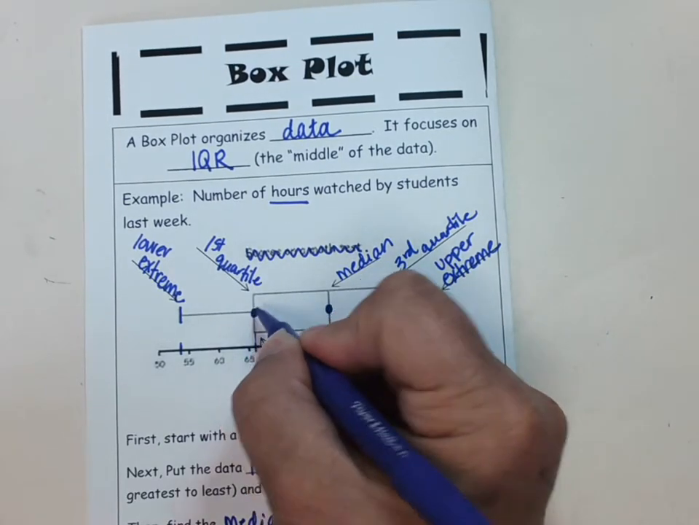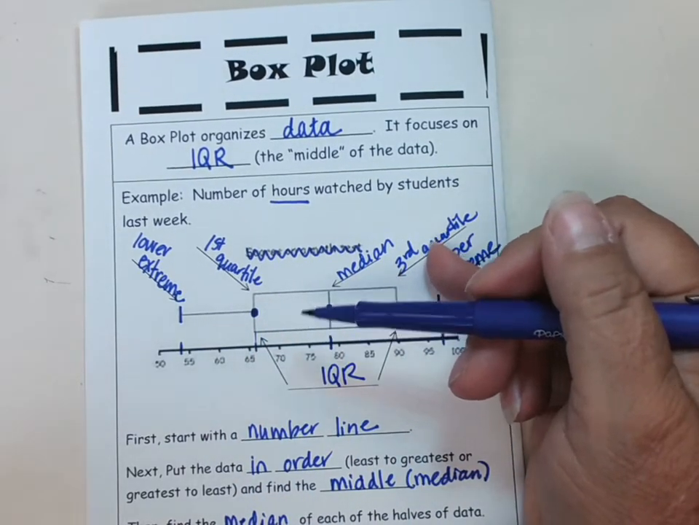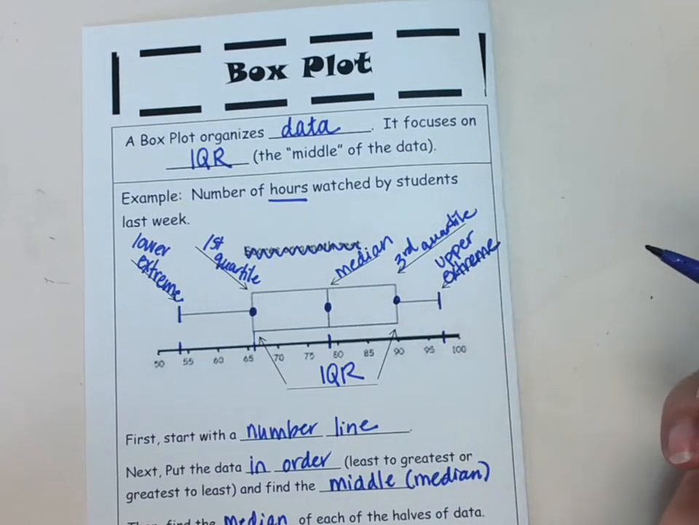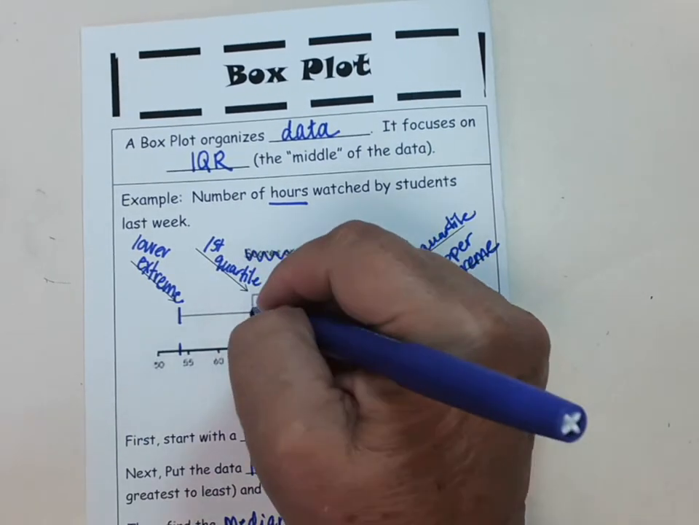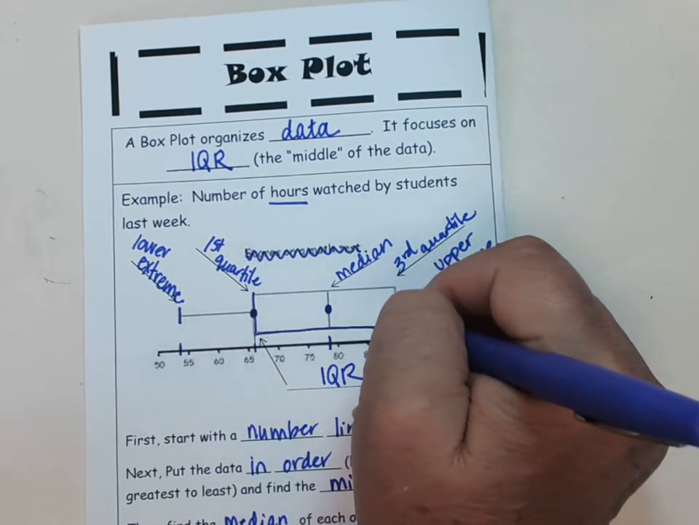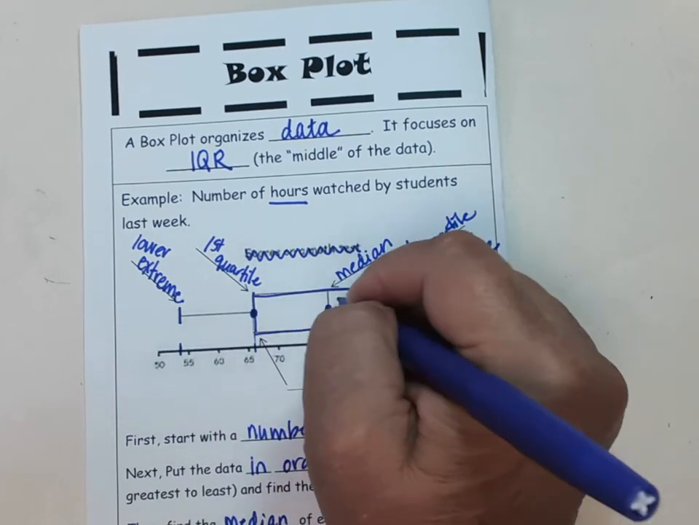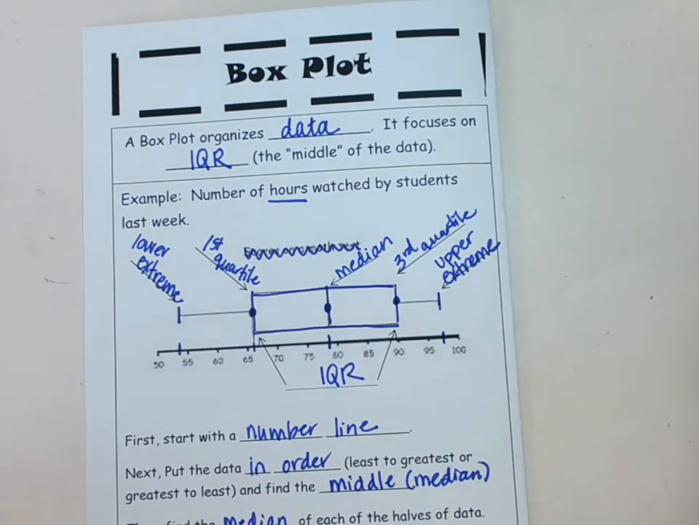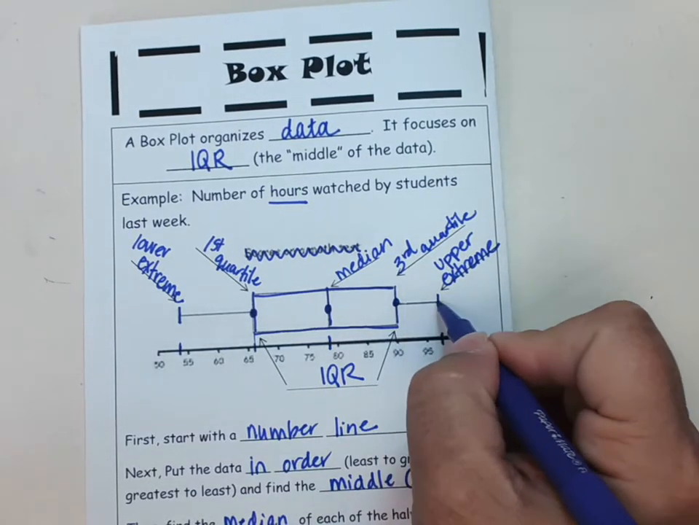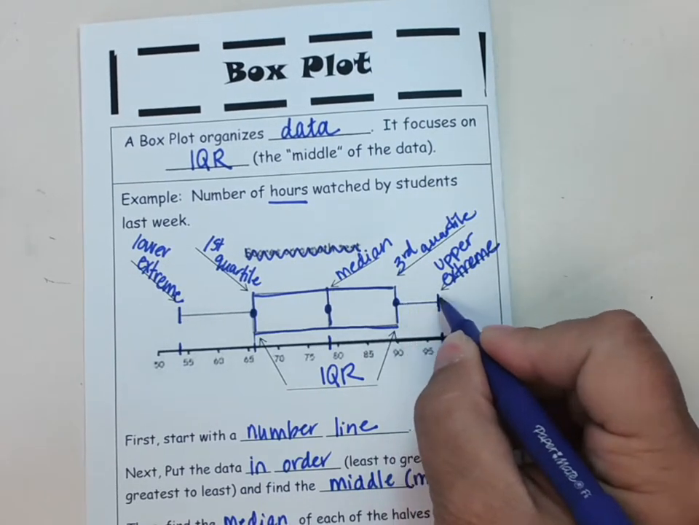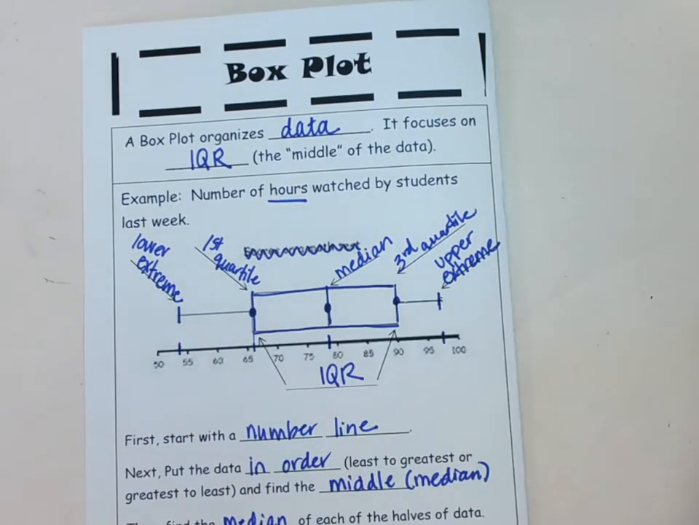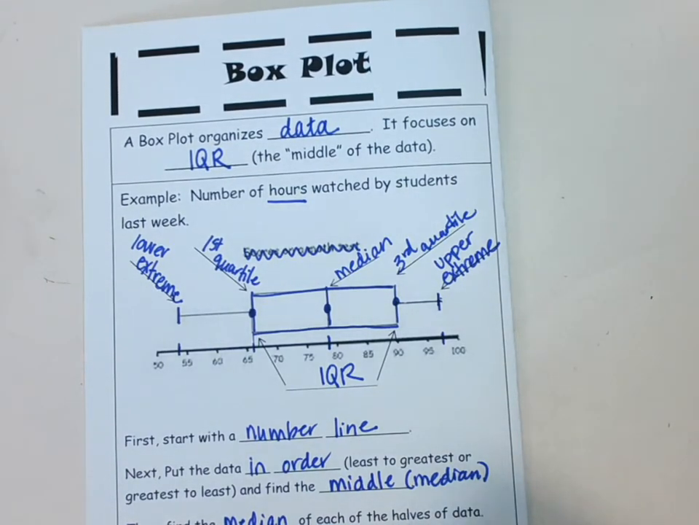Then you would find the median of each half. So that would be right here, and right here. That's the middle of each half. And you're going to draw a box around them. So that's where you put the lines and draw your box. And then the last thing you do is draw one straight line to the very last part of the data in each direction, here and here. And now we can analyze it because it's organized.